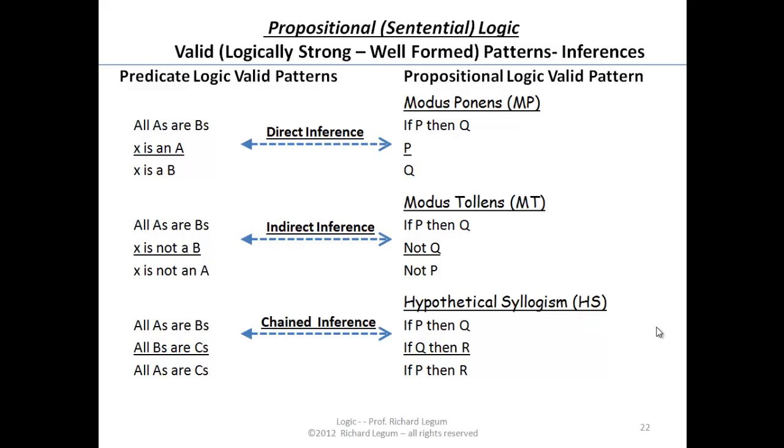So notice, basically, if we can remember those three predicate inferences that were good, direct, indirect, and chained, we now know the basic three inferences of propositional logic as well. We can just kind of translate from an all are to an if then.